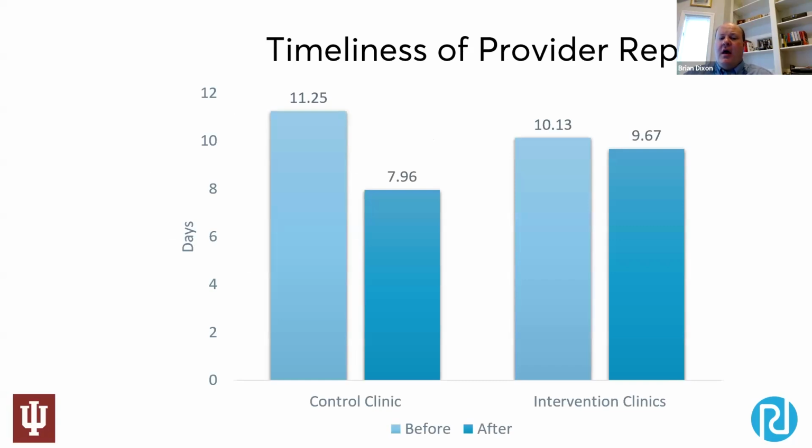Timeliness overall improved, going from 11 days in the control clinics to about 8 days, and from just above 10 days to just under 10 days for intervention clinics. So we really didn't see an improvement in terms of time to get the information to public health, but certainly we were encouraged by the other results.